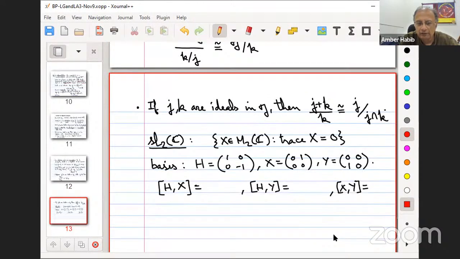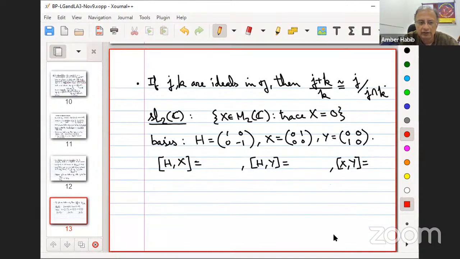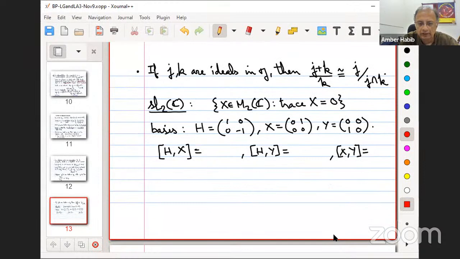Let me just mention one small example that will be used a lot in subsequent lectures on Lie algebras. So let me spend a couple of minutes introducing it to you today. Let's look at the Lie algebra SL2C. This is the Lie algebra coming from the Lie group SL2C. So these are the 2 by 2 complex matrices whose trace is 0. So you can easily create a certain basis for it.